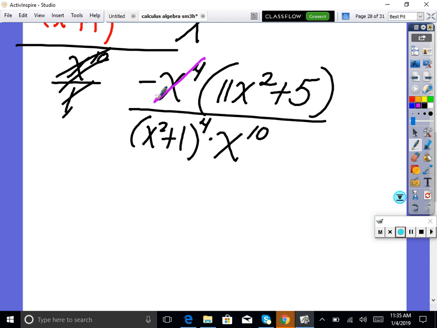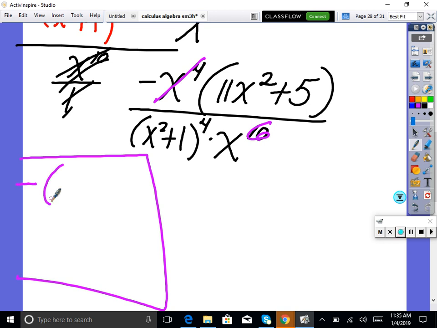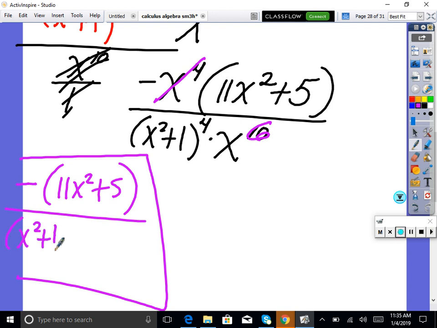Okay, good. 4 of them divide out, there'd be 6 here. So write out your final answer on your paper in its own separate box. Negative, left on top was 11x squared plus 5. On bottom we have our x squared plus 1 to the 4th, and then we have our x to the 6th, and we're done.